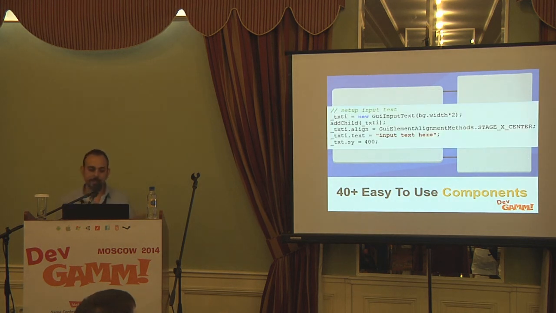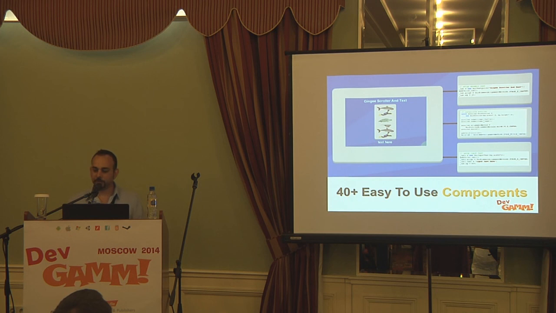As for input text, again, you instantiate a new input text field, give it the width, add it to the stage, align it, set the text if you want, set the Y if you want to do that, and that's it. So it's very easy to do that.